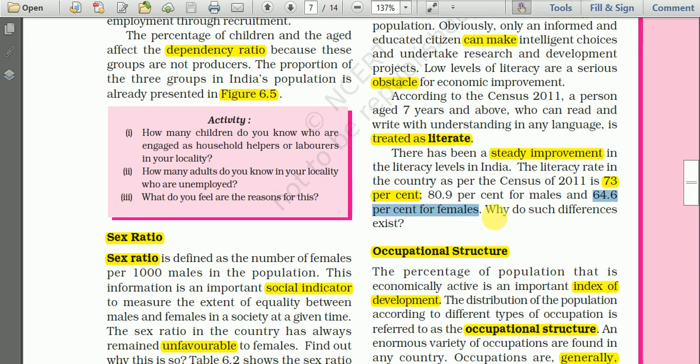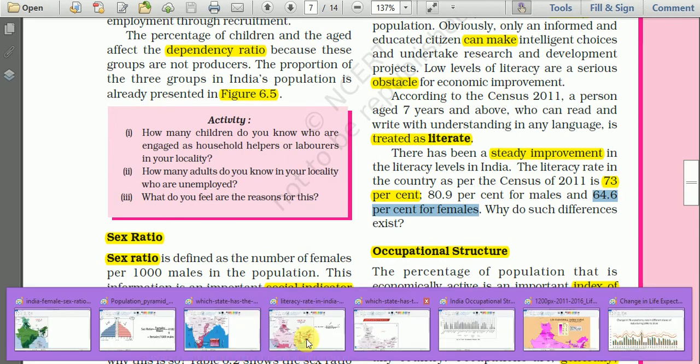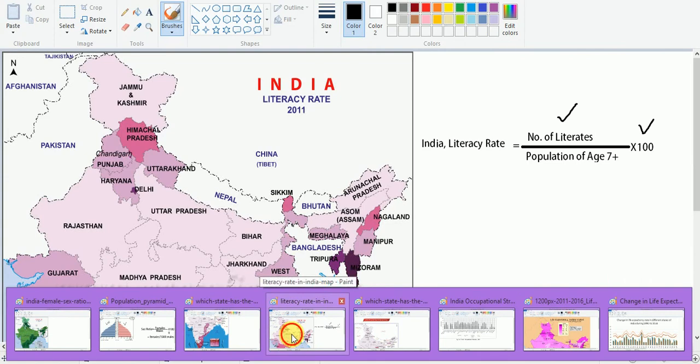Again, you may explain in this way: gender discrimination, as I mentioned earlier, then domestic violence against women. You may give the answer like that. And now we may see this map.